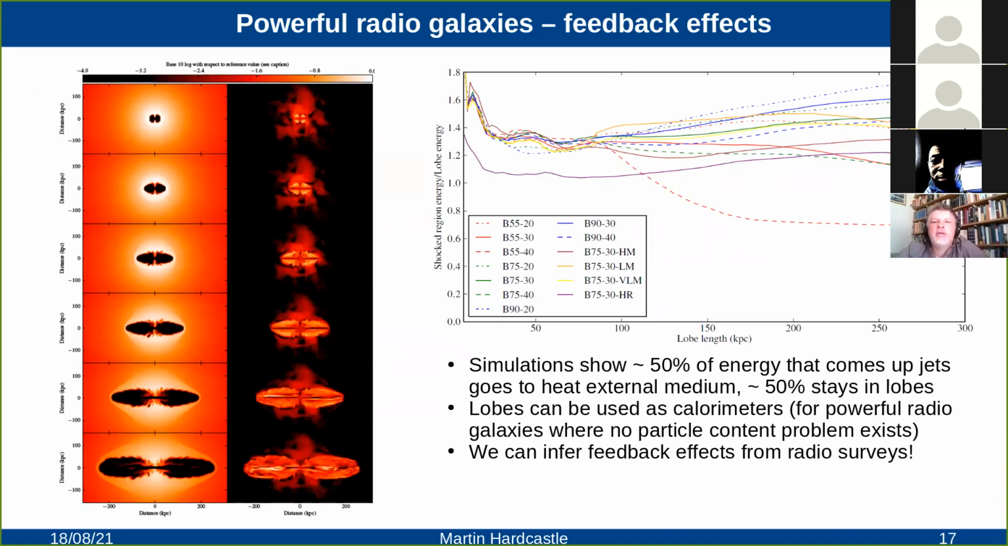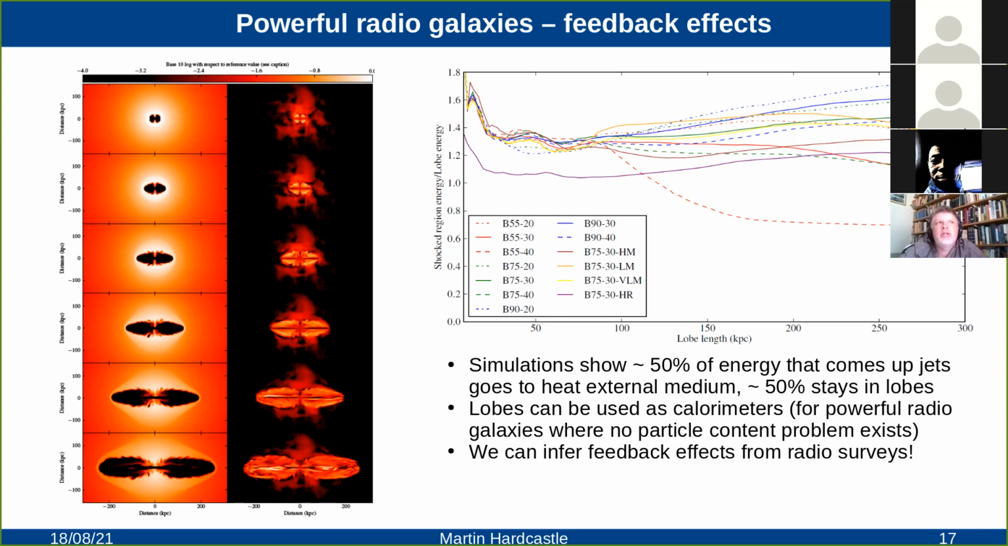How do we get around that? Well, of course, there's a way around it. The way around it is to realize that the simulations actually tell you something else. They tell you that, almost independent of environment or jet composition or any of these things, the amount of energy that's put into the external medium is about the same as the amount that stays in the lobes, roughly speaking.